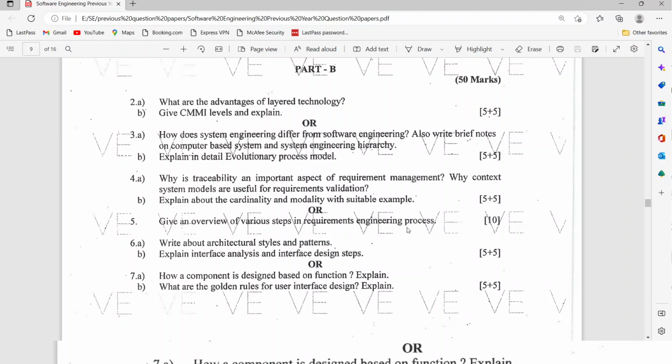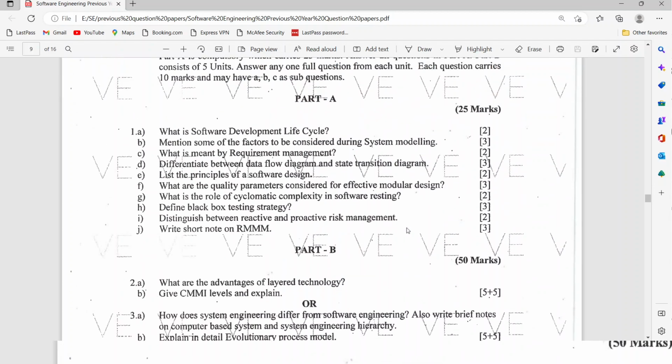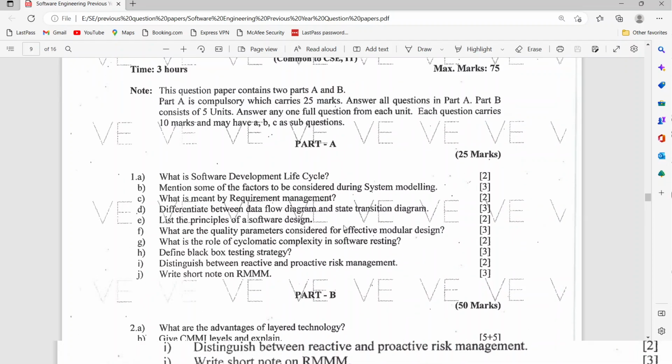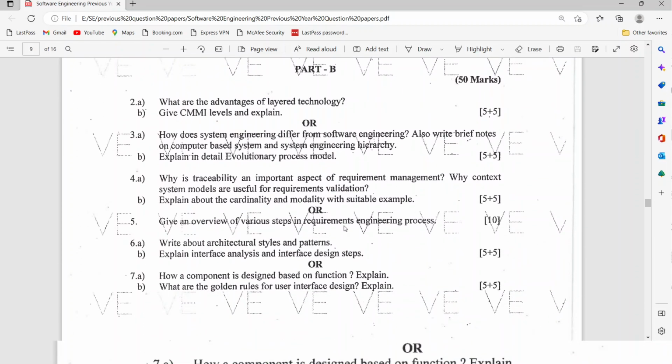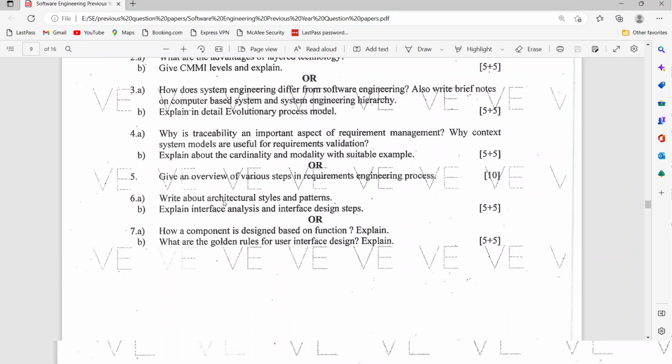Why? Because you are having more marks in the part B. If you are going to read the part B perfectly, then definitely you can answer the part A also. So that's how your preparation plan should be.